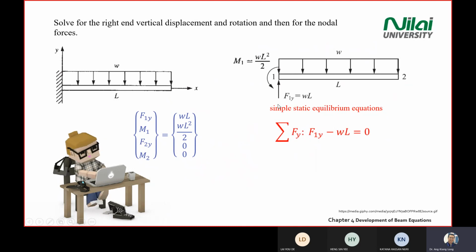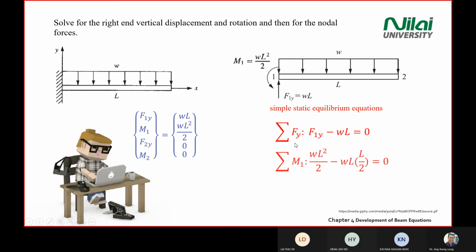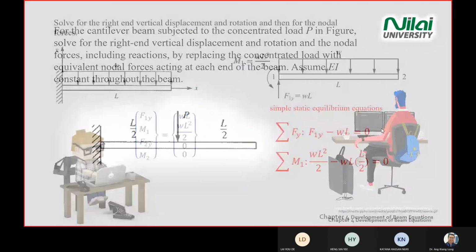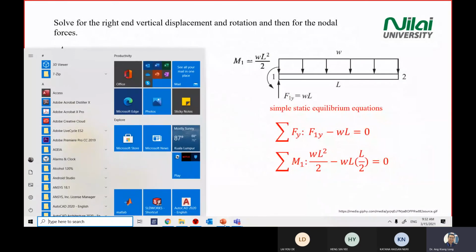All right. After that, you can check whether your answer is correct or not by using the static equilibrium equation. All the forces in y equal to 0. So you take F1y minus WL equals 0. Moment 1 will be balanced by this equation. This is what you learn in your statics and dynamics. You always have equilibrium equations and then you find the missing one. Okay. All right. So let me stop the recording at this point.